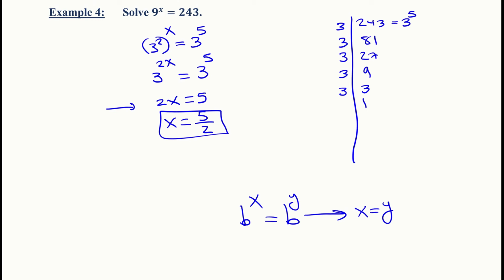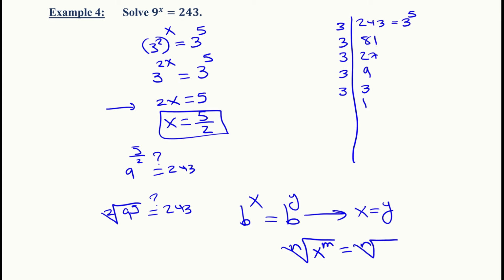Now it's easy to check the answers. You can just plug into the original equation 9 to the 5/2, and see if that gives you 243. That's going to be the square root of 9 to the 5. You want to know if that's 243. Remember, we have a nice rule that says if you have the nth root of x to the m, you can take the nth root of x first and then raise it to the power of m. That's going to help us here because we're going to take the square root of 9 first and then raise it to the power of 5, to see if that's going to give us 243. And of course, the square root of 9 is 3.